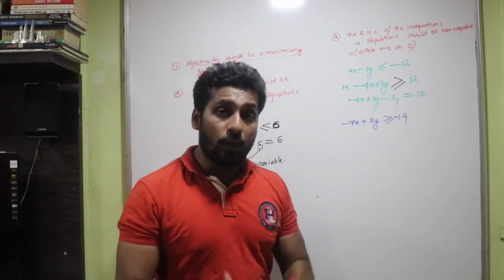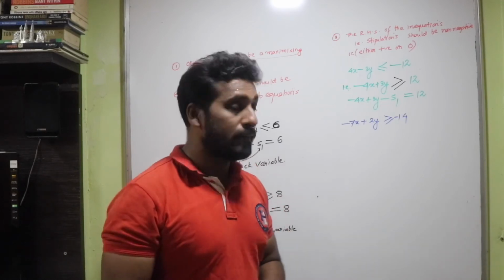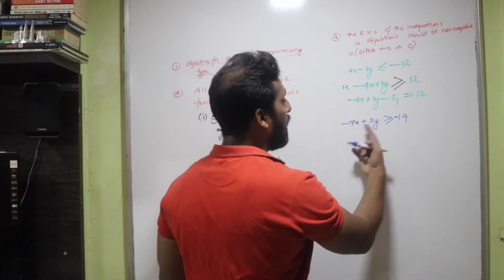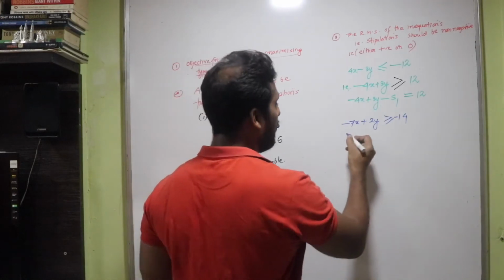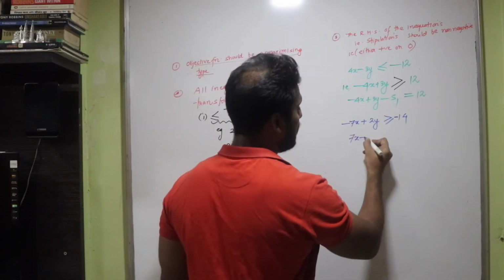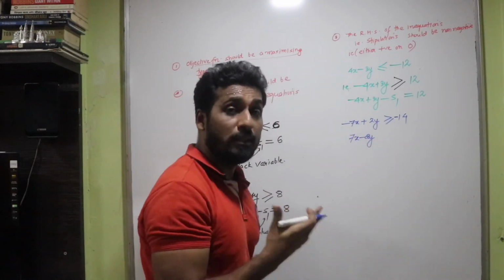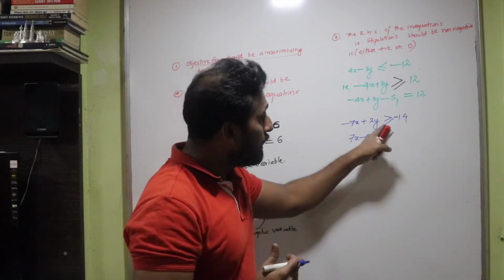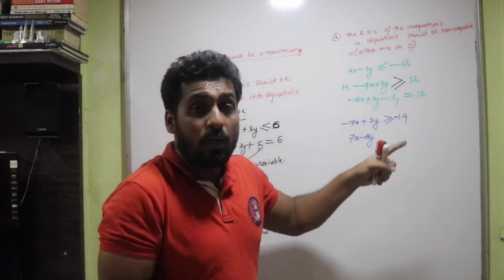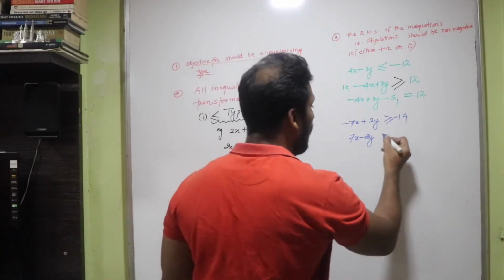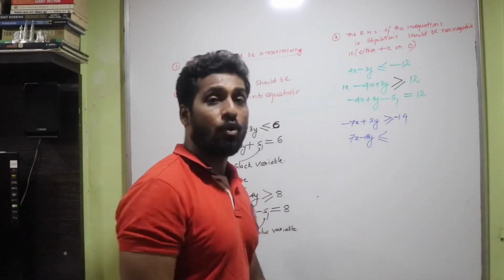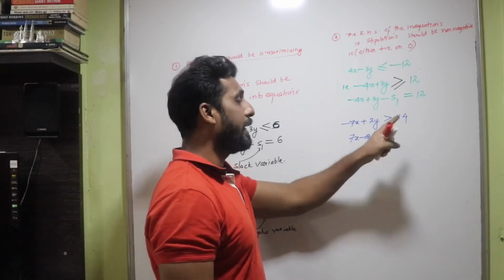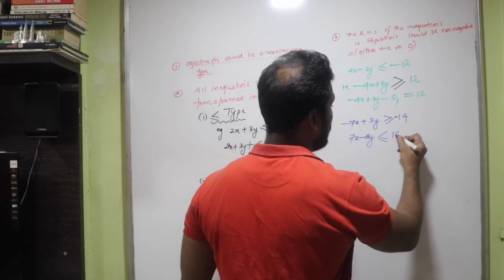It can be done only by multiplying both the sides with the negative sign. So let's do it. What do I get? I get 7x minus 2y. And what happens in the inequation when I multiply with the negative sign? The greater than sign will now transform into a less than type. So less than or equal to, and obviously the negative sign goes and becomes plus 14.